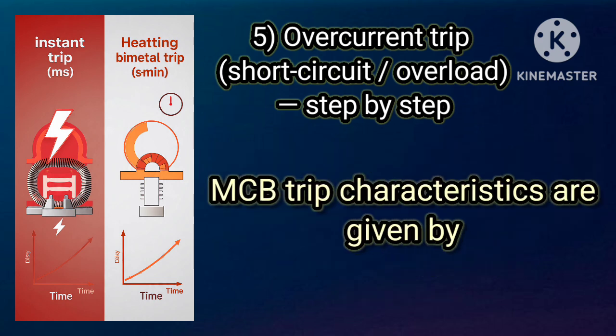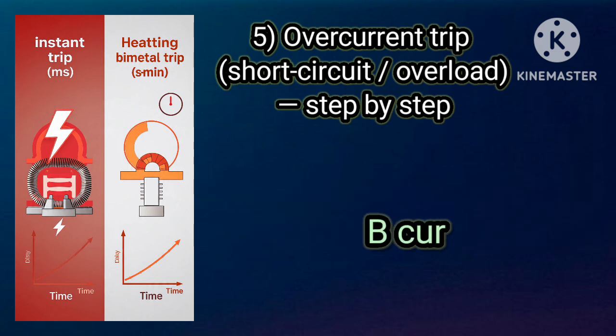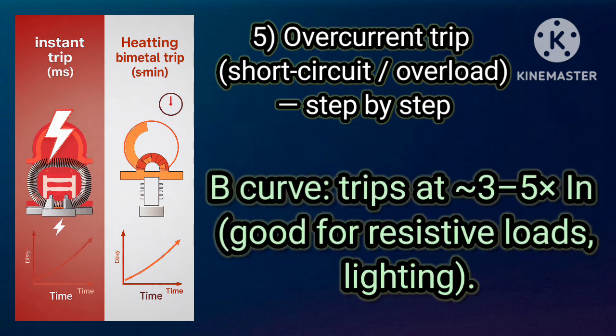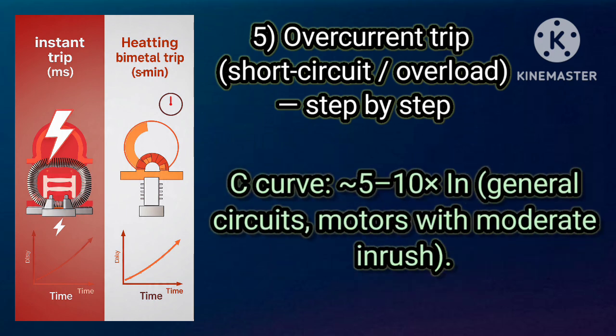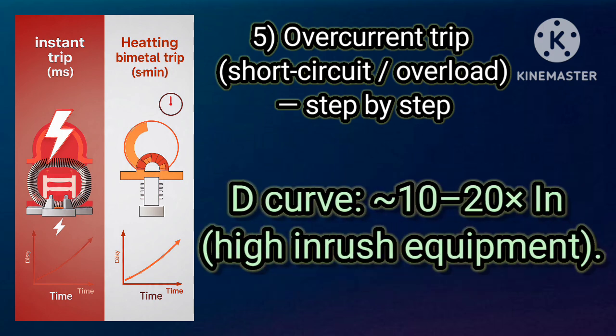MCB trip characteristics are given by curve types B, C, D. B curve trips at about 3 to 5 times In, good for resistive loads and lighting. C curve, about 5 to 10 times In, for general circuits and motors with moderate inrush. D curve, about 10 to 20 times In, for high inrush equipment.